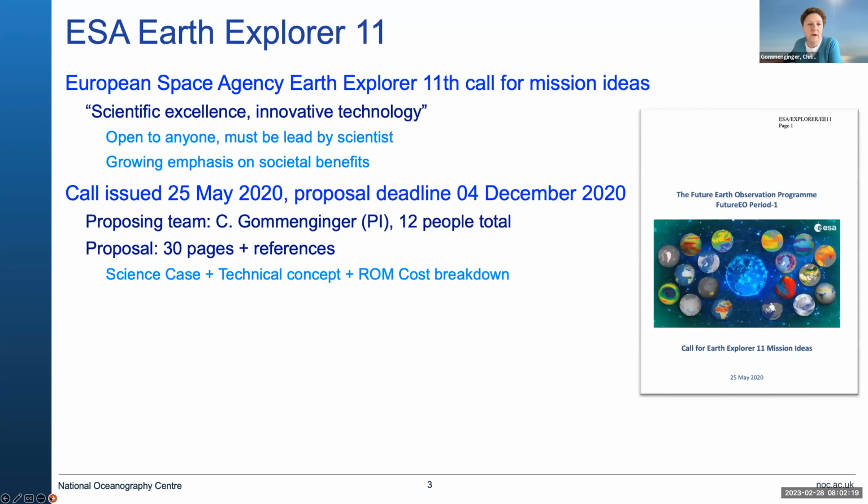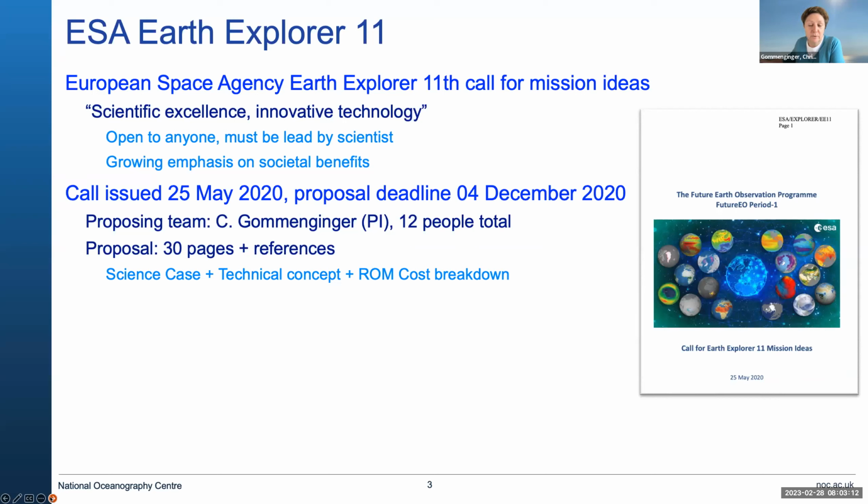So to start off with, Earth Explorer 11. This is in the context of the European Space Agency. I'm aware that NASA is now using the Earth Explorer terminology as well for some of its mission calls, so it's going to get very interesting and very complicated when we talk about Earth Explorers. But essentially, the Earth Explorer in the European Space Agency has been running for many years, and it's the flagship program within ESA for its science-driven missions. Missions like CryoSat and SMOS and GOCE have all been Earth Explorers in the past. Earth Explorers are driven by scientific excellence, underpinned by innovative technology. That's the short summary of what they are looking for.